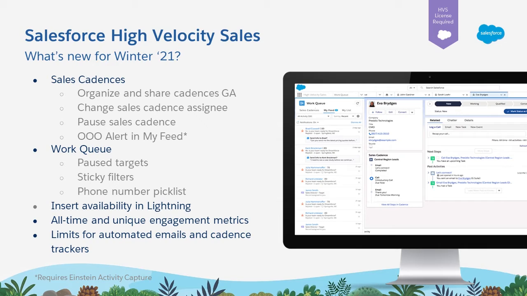One of these safeguards is a limit of 1,000 automated emails per user per day, and the other is a limit of 150,000 active cadence trackers per org. Please note that the first limit applies only to automated email sends, and the second limit applies only to active cadence trackers. So your completed cadences do not count against the limit. And with that, let's jump into a demo.